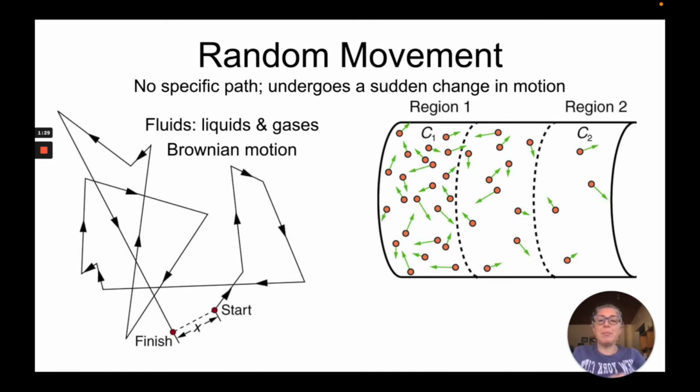This happens in fluids. Fluids are liquids and gases, so this kind of motion happens in fluids, and it is called Brownian motion, which is this random movement of particles.